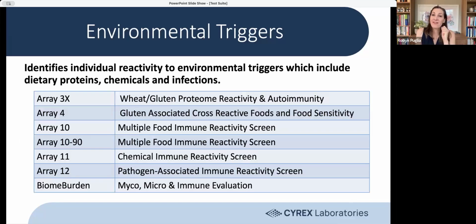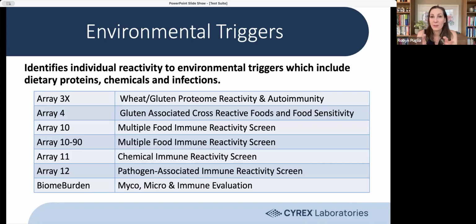So remember, one of the 3 variables of the development and progression of autoimmune disease is the environmental triggers. There are 4 categories of environmental trigger. We have foods, infections, toxins, and HPA axis dysregulation, stress, and trauma. Now, we don't make antibodies for stress, and so they're not part of Cyrex's testing suite.